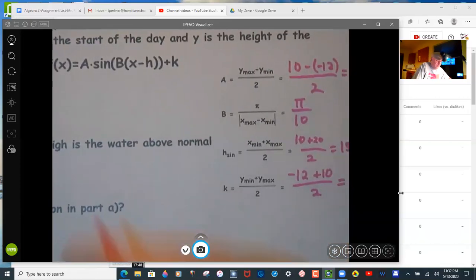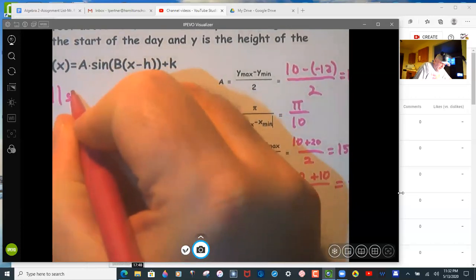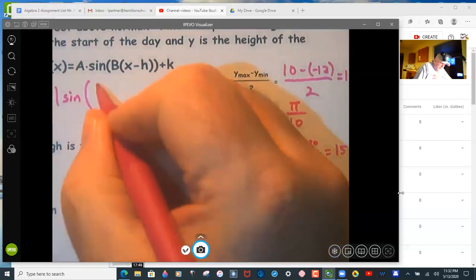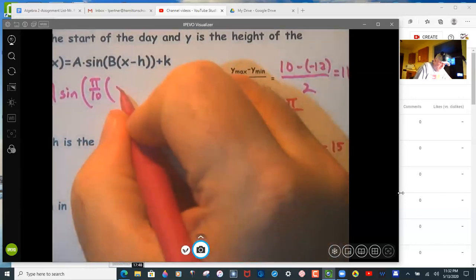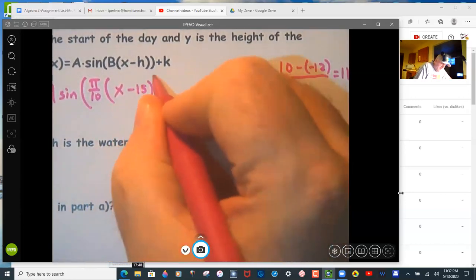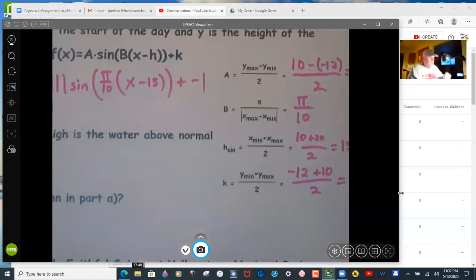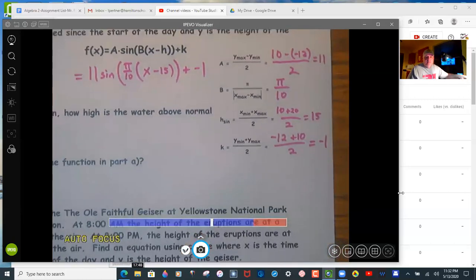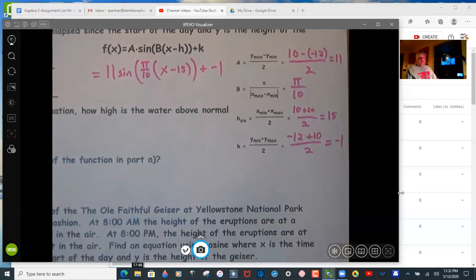Now you have to write this correctly. So what does this look like? 11 sine of pi over 10. Notice now B used to be just a number. Now it's in terms of radians because we're off the unit circle. That's a little weird, but that's what we have to work with.